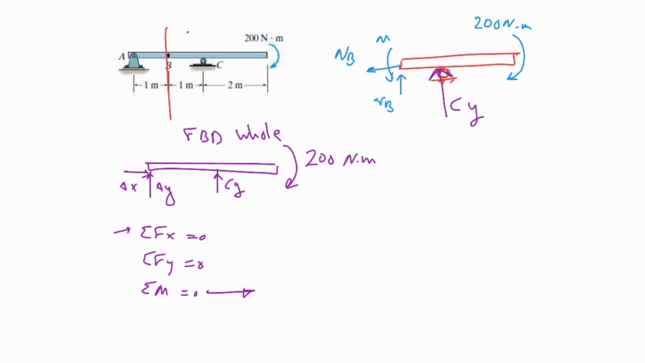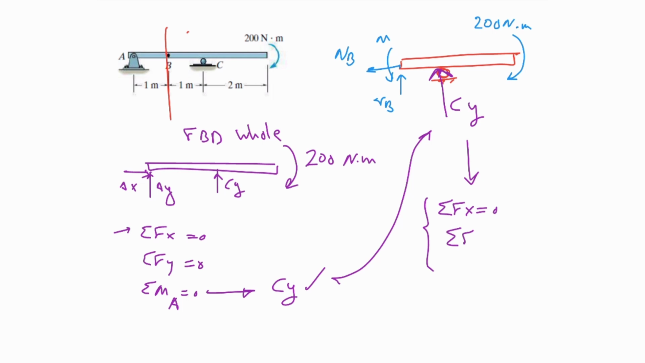You can solve only one of them. If you take the moment around point A, Ax and Ay don't have any arm, and you can find your Cy and bring Cy here, and then write down three brand new equations for this part of the structure and solve them, and you match the number of unknowns with that. And here you can start by sigma M around point B and get rid of the unknowns over there, and then sigma of x would be helpful, and then sigma of y.